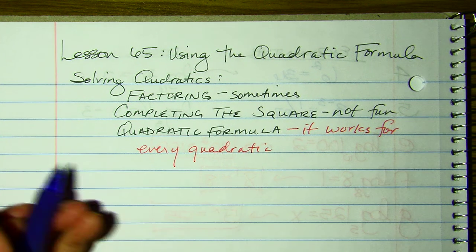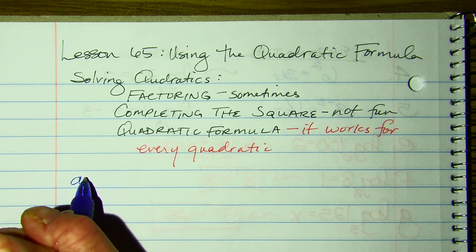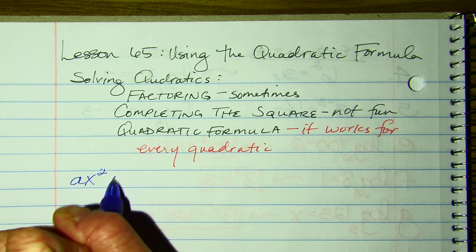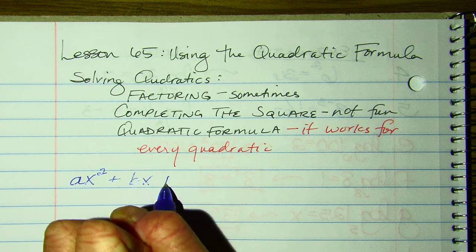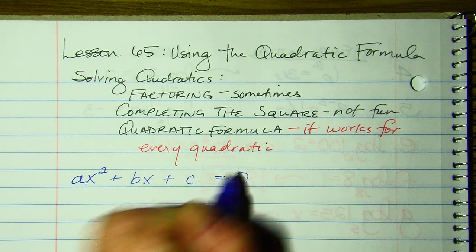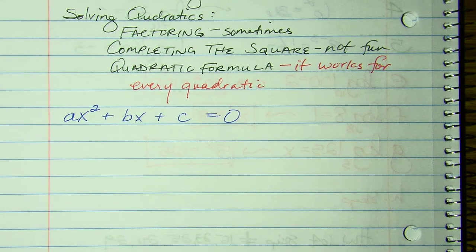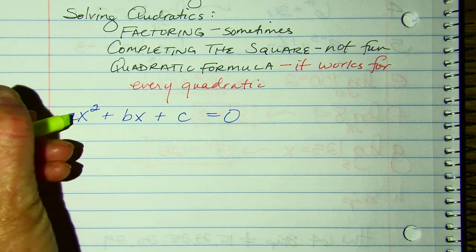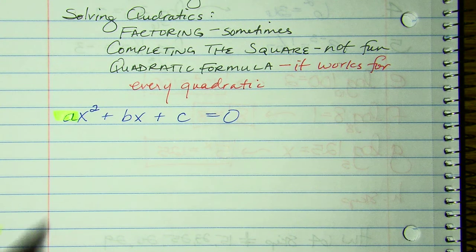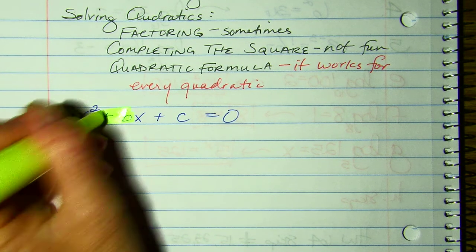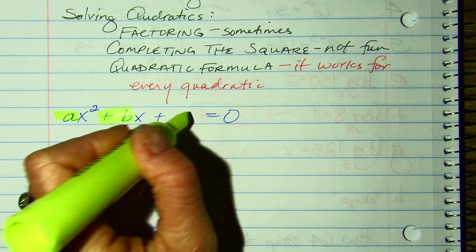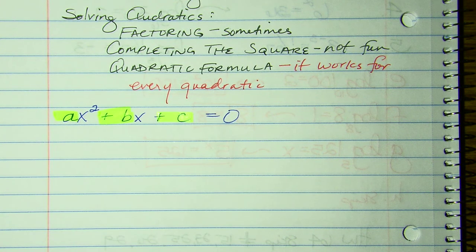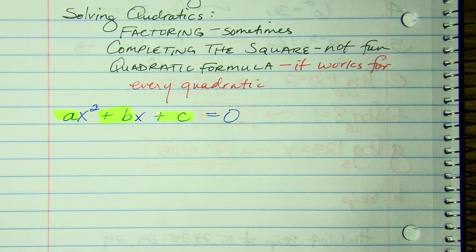So let's talk about a quadratic in standard form. Standard form should be ax squared plus bx plus c equals 0. Notice where each of these is at. For example, a will always be the number in front of x squared. B will be the number and sign in front of x, and then last, c. Now these letters are important because they're in the quadratic formula.